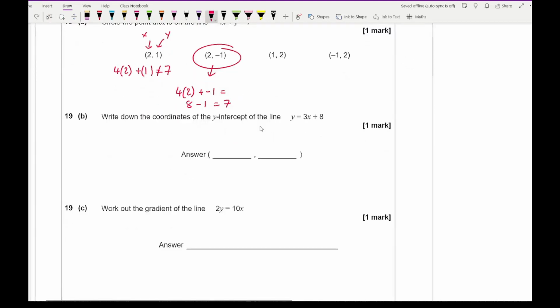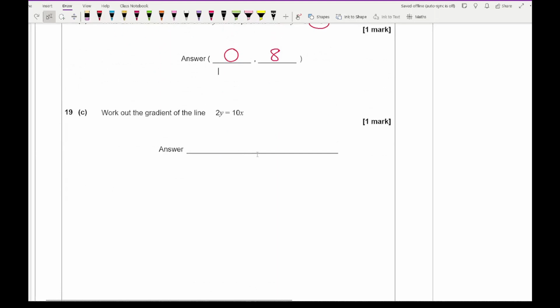Then for 19b, it says write down the coordinates of the y-intercept of the line y equals 3x plus 8. Well, the y-intercept is 8, and when it crosses the y-axis, the x-coordinate is going to be 0. It then says work out the gradient of the line of this. So in order to work out the gradient, we need to make y the subject. So I need to take the 2 over to the other side by dividing by 2. So I get y equals 10 divided by 2x, which is y equals 5x. So the gradient then is 5.